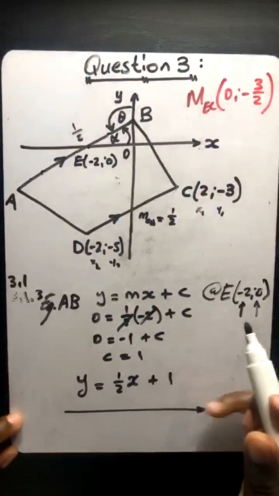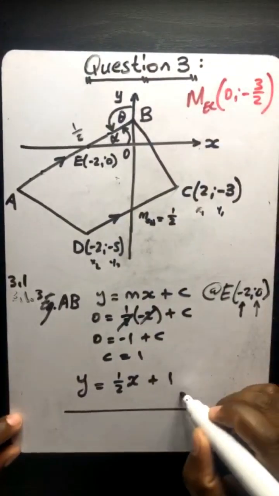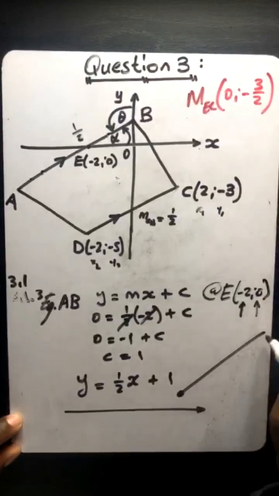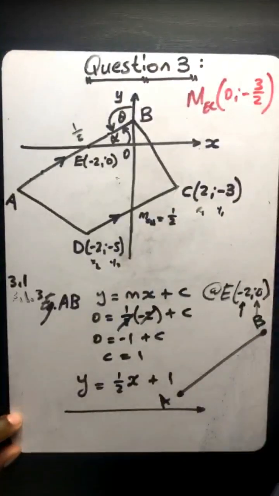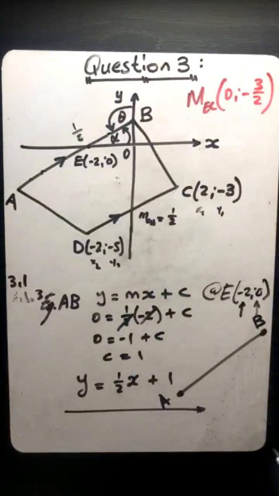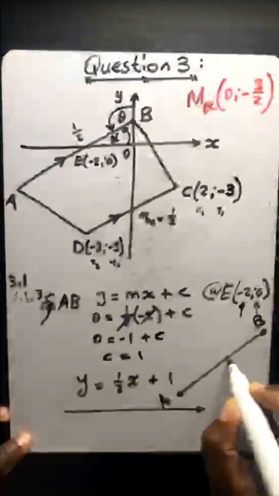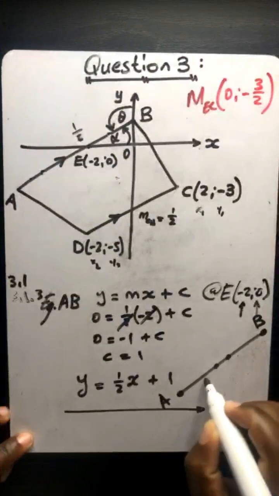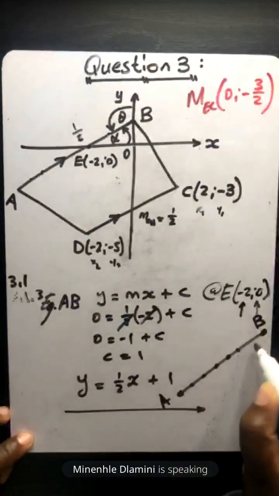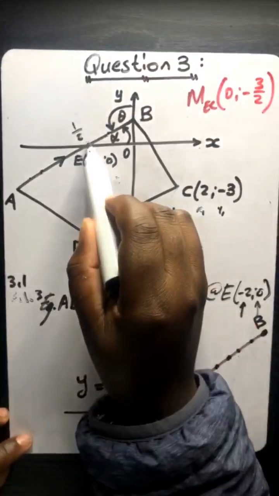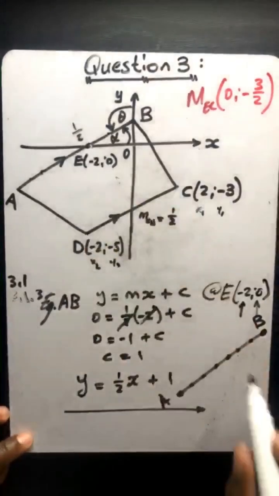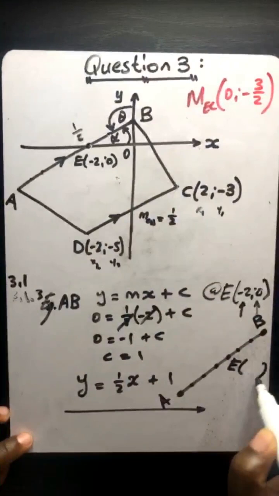We use the coordinates of E because E is a point on that line that we are calculating its equation for. So that means any point on that line, we can use as long as we have its coordinates. But this is the only point that we have its coordinates. So that is why we use that point E.